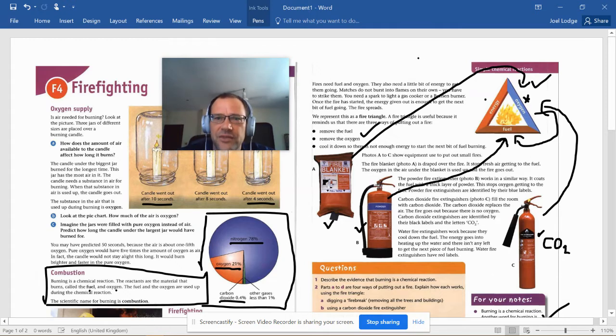Now, a water fire extinguisher. Water up here in very bad writing. Have a think about what water does. We put water on a fire. How does that put out the fire?